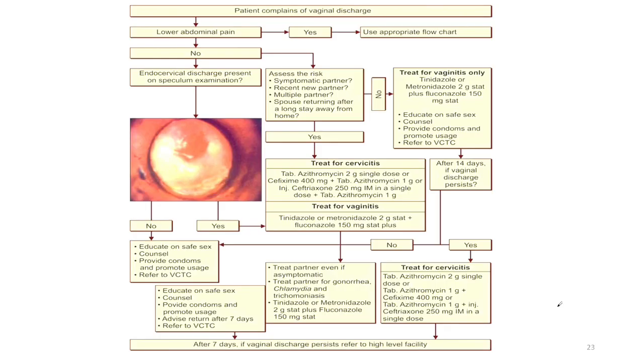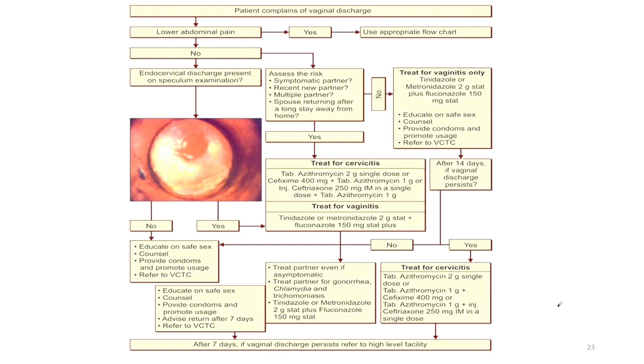This is the chart to manage a patient complaining of vaginal discharge. First of all, observe whether lower abdominal pain is present or not. If lower abdominal pain is present, use the appropriate flowchart. If there is no lower abdominal pain, endocervical examination with speculum is done and relevant history is taken, such as whether the partner is symptomatic or not, whether there is any recent new partner or not, if there are multiple partners, whether the spouse is returning after a long stay away from home. If there is no such history, treat the patient for vaginitis only.